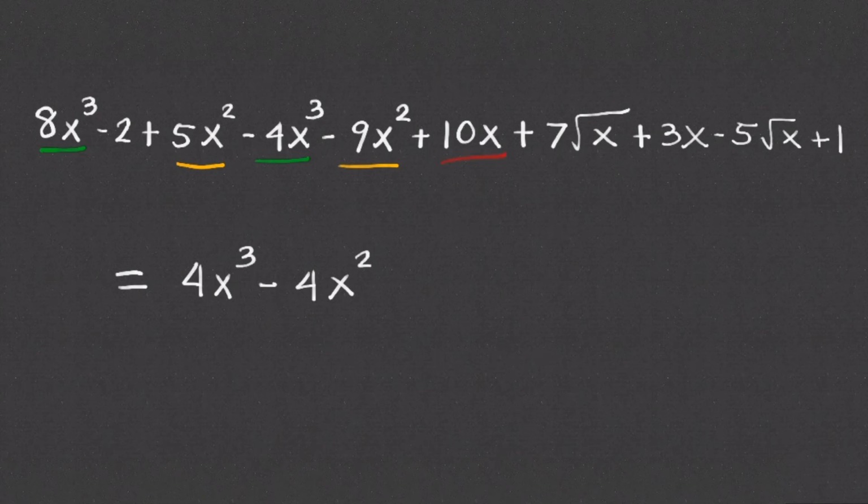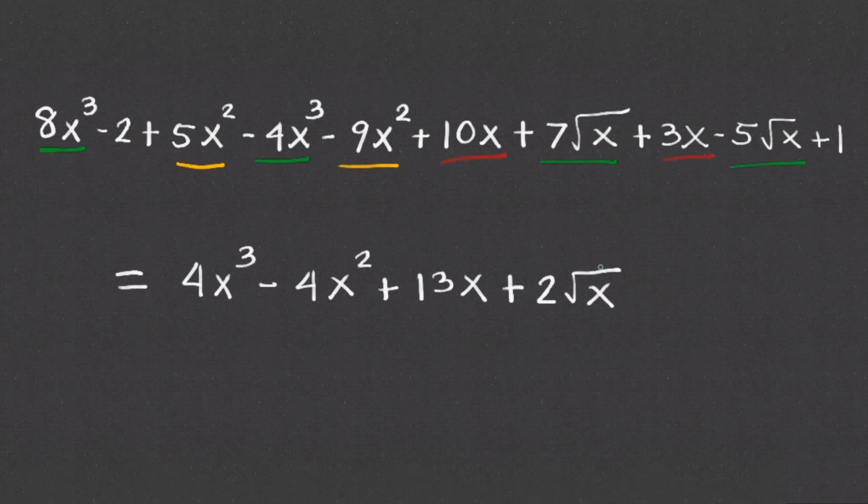Next is 10x plus 3x, therefore 13x. And next is the 7 square root of x and the negative 5 square root of x. So take note that they still have the same variable, and a square root is equal to a variable or a number that is raised to 1/2. Therefore, square root of x is equal to x raised to 1/2. So 7 square root of x minus 5 square root of x is equal to 2 square root of x.